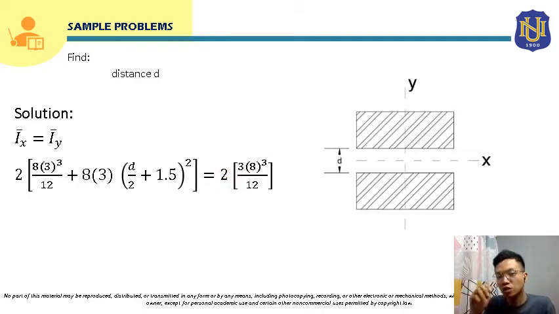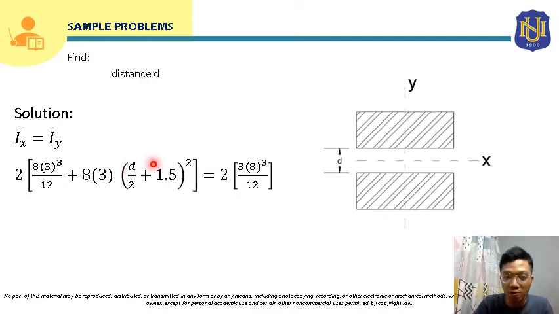So this is actually HB cube over 12. HB cube over 12. So our base is 8, right? Our base is 8. Our height is 3. So HB cube over 12, no? So that will be the centroidal moment of inertia with respect to the y centroidal axis of these two rectangles. So the only unknown here is the distance D.